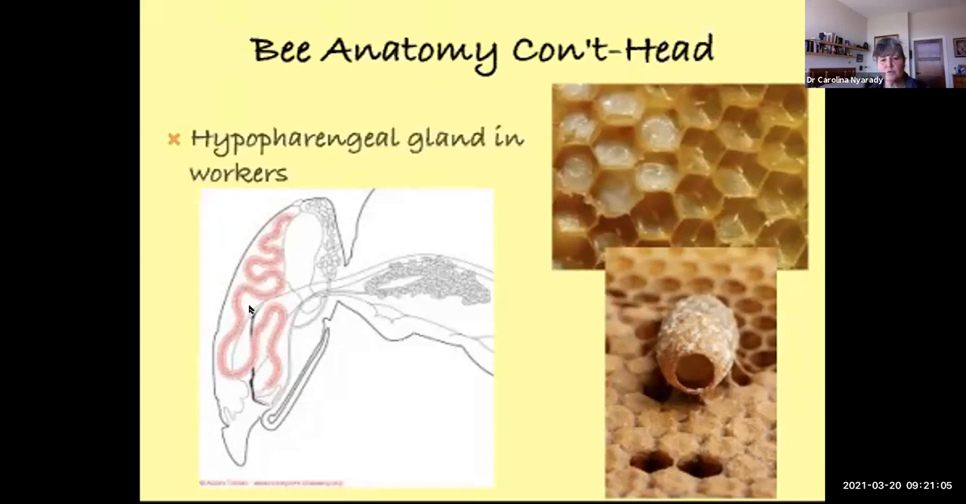These glands produce the royal jelly, which is this white substance that is used to feed the young larvae of bees. It is fed to all larvae, particularly those that are less than 4 days old. And of course, it's also fed to the developing larvae of queen cells, which is what is pictured here below. But we'll talk a little further about the development of bees when we get to that section of bee biology.